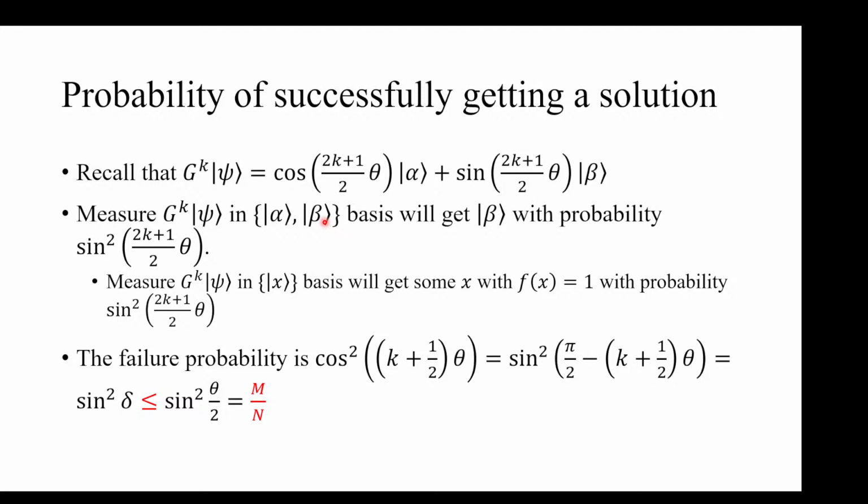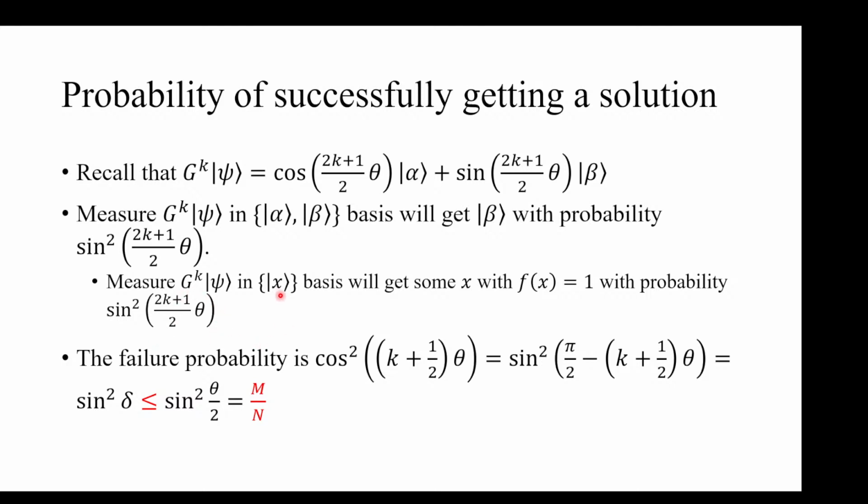I guess the better way to say this is because alpha and beta are composed of different computational basis elements. So you think about just measuring this state in the computational basis, then you will get a random x, and this x will either be a marked x, that's an x in beta, or an unmarked x, that's an x in alpha. And the probability of you getting an x that's inside beta, a marked x, is sine squared of (2k plus 1) over 2 times theta.